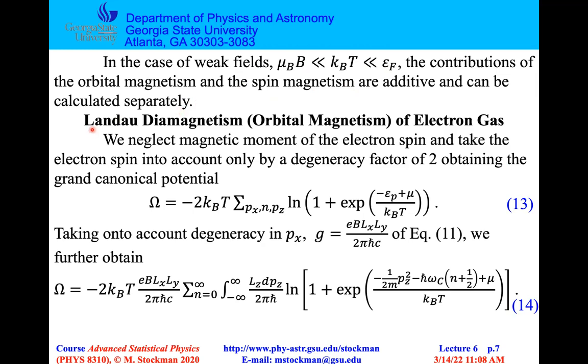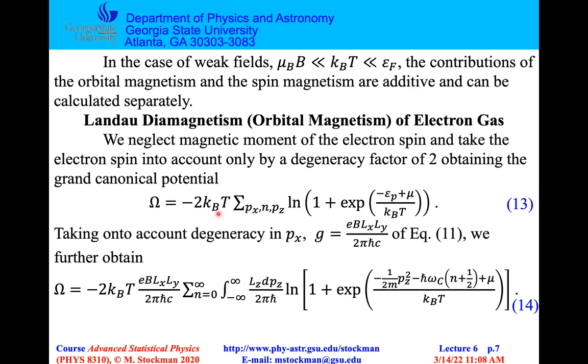In this way, we'll get the phenomenon called Landau diamagnetism, or orbital magnetism of electron gas. Again, to do so, we neglect the magnetic moment of the electron spin, and take into account electron spin only by the degeneracy factor 2. This is this factor. Obtaining the grand canonical potential, which in this specific area of science is most commonly called the Landau potential. And I'll tell you about Landau at the end of this lecture.